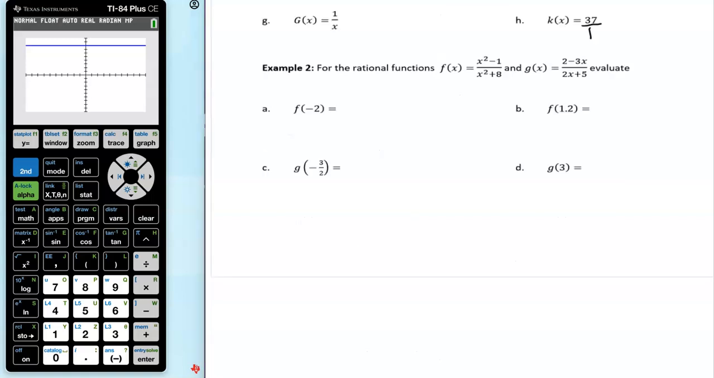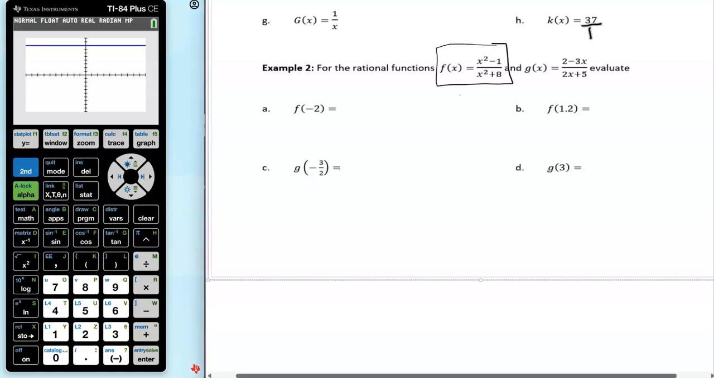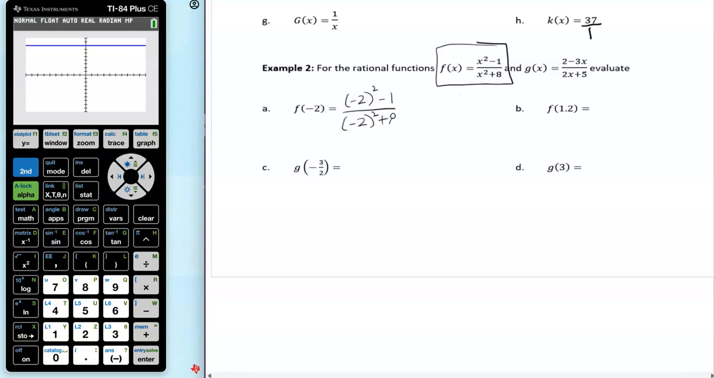To evaluate rational functions, we're going to do what we normally do, just plug the numbers in and see what comes out. So on example 2, we're given two rational functions, f of x and g of x, and we're asked to evaluate 4 different x values. So for part A, f of negative 2, we're looking at this rational function. We have negative 2 quantity squared minus 1 over negative 2 quantity squared plus 8, which becomes 4 minus 1 over 4 plus 8, which is 3 over 12, and that reduces to a fourth.